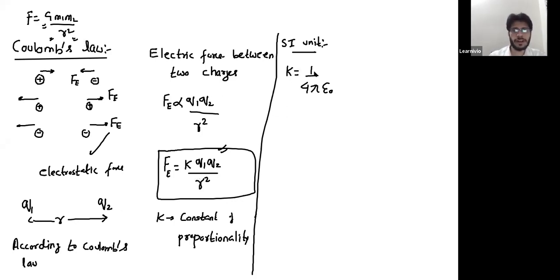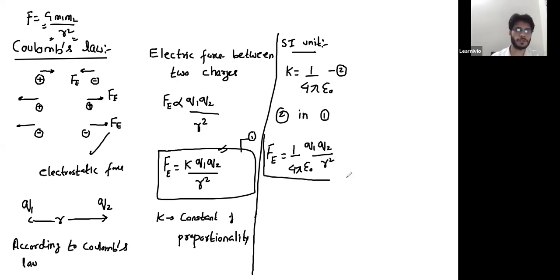So in SI unit, you can write this k is 1 over 4 pi epsilon naught. If I say this is equation number 1, and this is equation number 2, and I substitute 2 in 1, then electric force is 1 over 4 pi epsilon naught, Q1, Q2 divided by R square. So that is electric force: 1 over 4 pi epsilon naught, Q1, Q2 by R square.